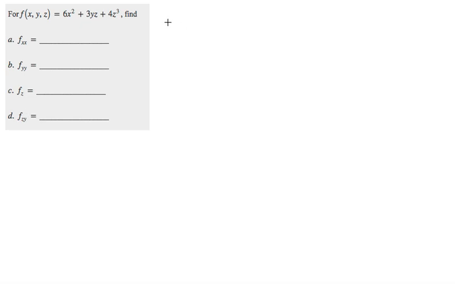So first, let's find the first three first-order partial derivatives, which is just f sub x, f sub y, and f sub z. When we differentiate this with respect to x, we're going to treat y and z as if they're just constants. So the derivative of 6x squared is just like normal, 12x. Now there are no x's here, so with respect to x, y and z are constants, so that derivative is 0. And the same thing here, the derivative of 4z cubed is also 0.